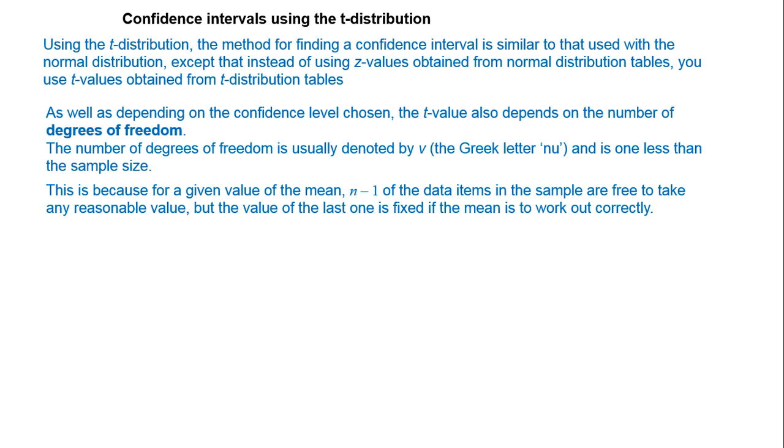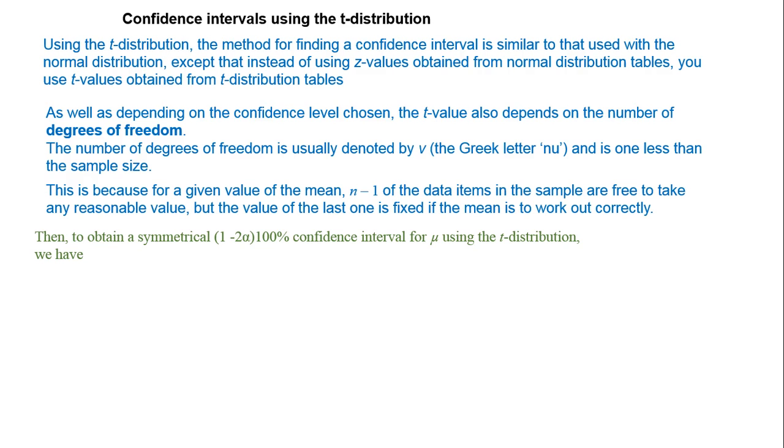This is because for a given value of the mean, n minus 1 of the data items in the sample are free to take any reasonable value. But the value of the last one then is fixed; there's only one space left.